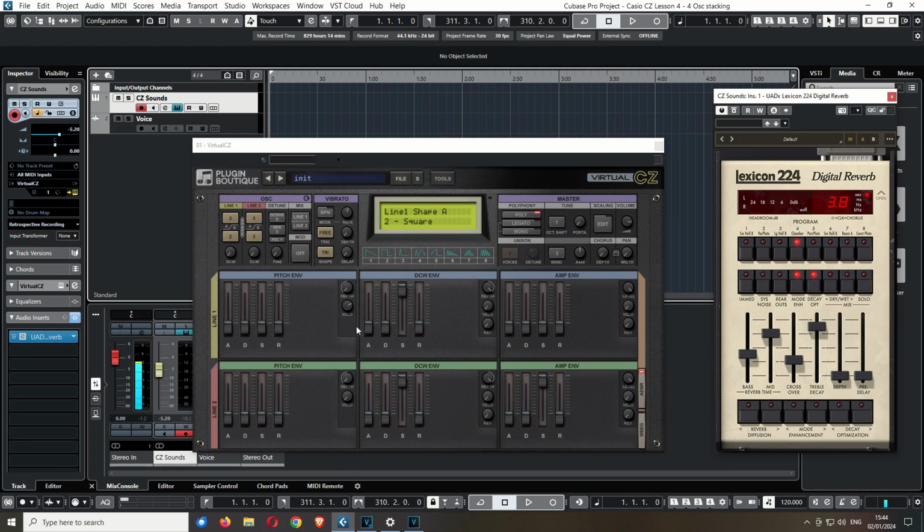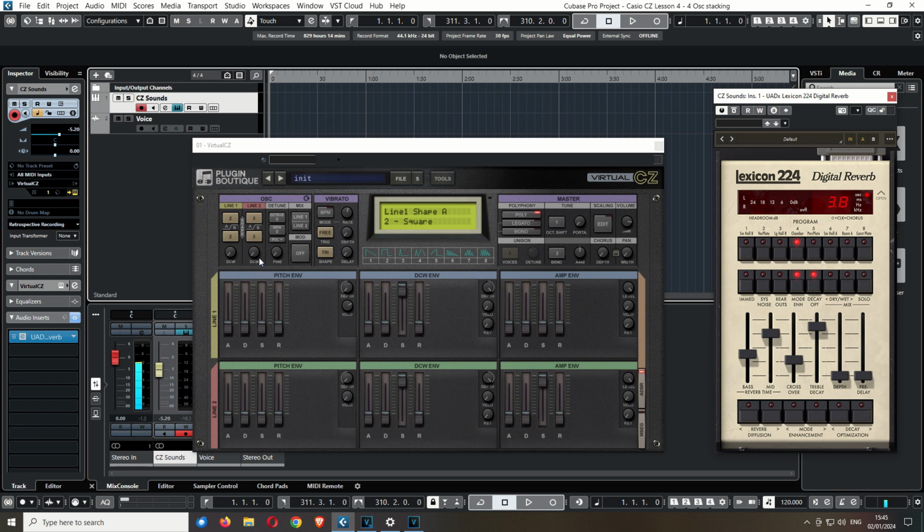Welcome to part 4, the final part of this sort of intermediate series on programming the CZ synthesizers. We're using Virtual CZ from Plugin Boutique, and last time I gave you full control over 2 oscillators by making sure that the oscillators here on line 1 and line 2 were identical, and therefore that all those envelopes for line 1 apply to just one sound of an oscillator, and likewise for line 2.